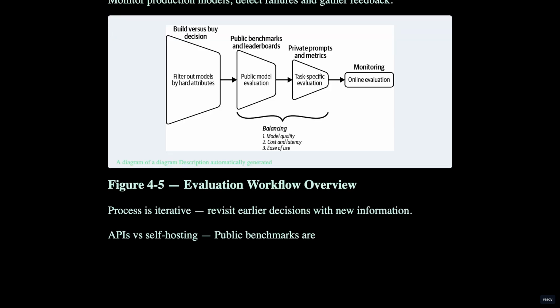This chapter covers the first 3 steps of monitoring and collecting user feedback. We begin with a recurring architecture decision, whether to rely on third-party model APIs or to host models ourselves.